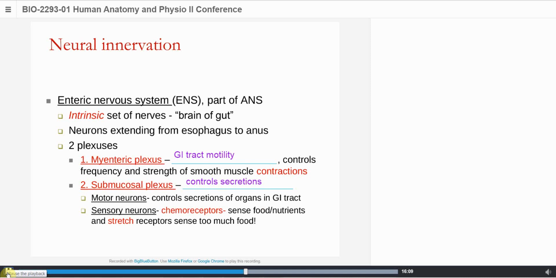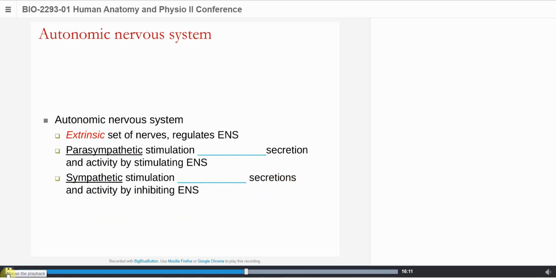So then there's an extrinsic set of nerves, which is the ANS itself. Hopefully by now you remember the roles of parasympathetic and sympathetic with regards to the GI tract. So finish the statement: parasympathetic stimulation does what to secretion and activity of the GI tract? Will parasympathetic stimulation increase or decrease activity? Increase. So increase goes here. Sympathetic stimulation is going to decrease.